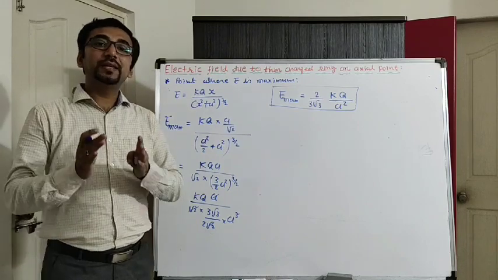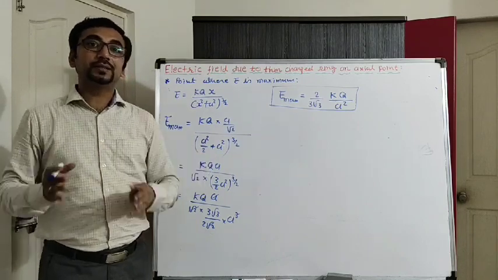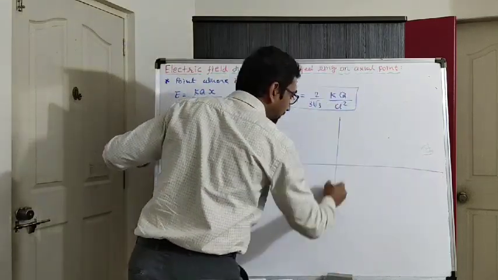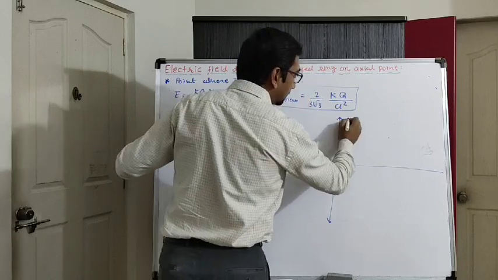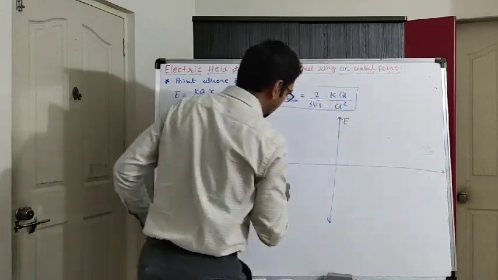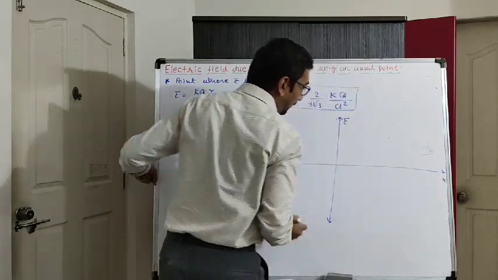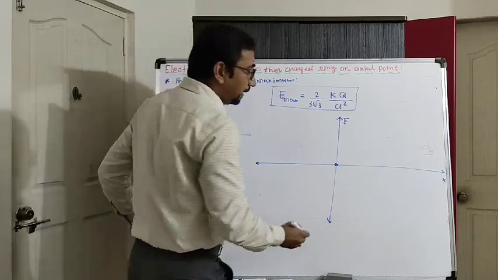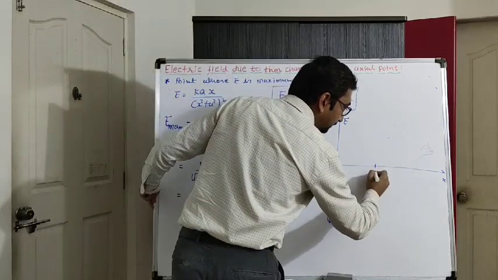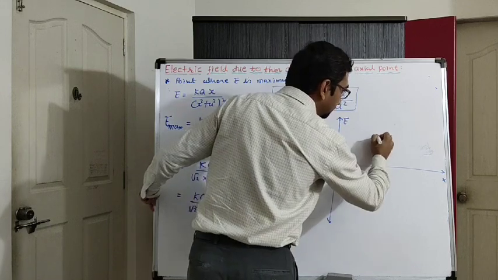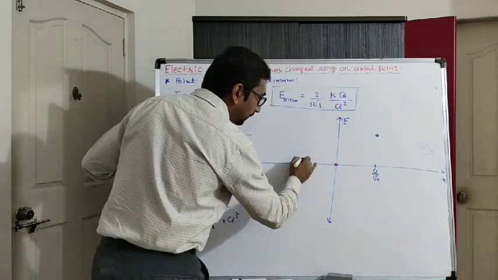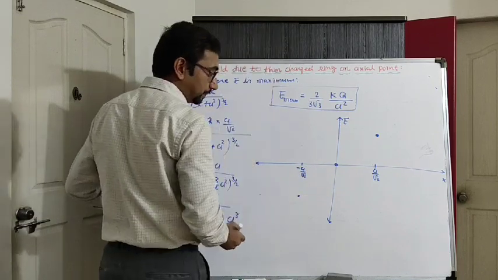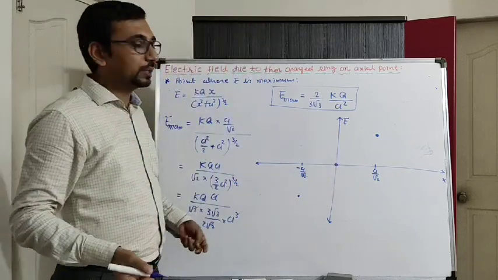Now if we see the variation of electric field with distance in the form of a graph, suppose we take the x-axis as distance, and this is electric field. So at the origin, when x is equal to 0, electric field is also 0. At a upon root 2 point, electric field is maximum. Similarly, at the a upon root 2 negative point, electric field is also maximum but in the negative direction. And finally at infinity, electric field becomes 0.